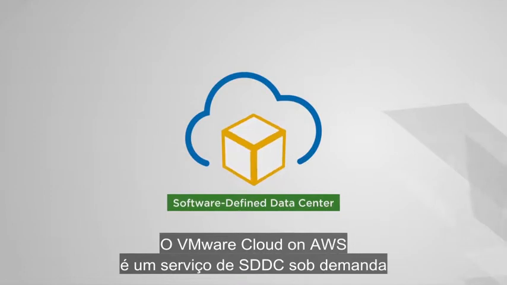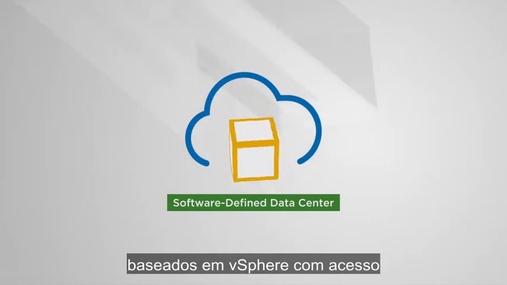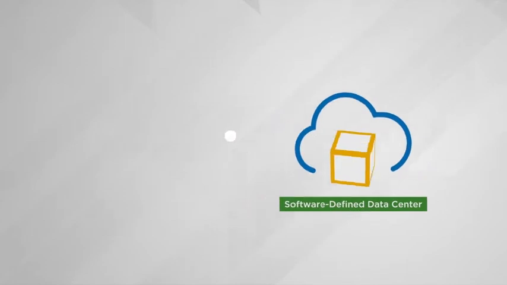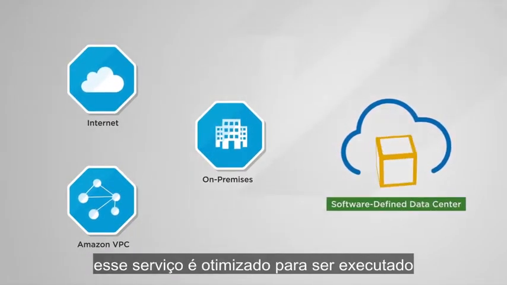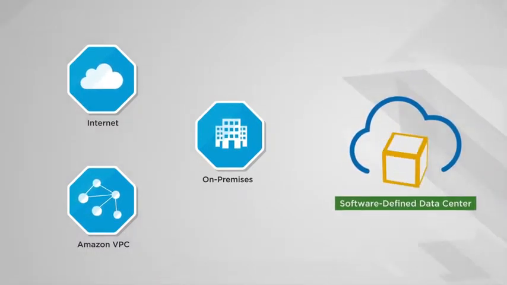VMware Cloud on AWS is an on-demand SDDC service that enables you to run applications on vSphere-based cloud environments with access to a broad range of AWS services. Powered by VMware Cloud Foundation, this service is optimized to run on dedicated elastic bare metal AWS infrastructure.